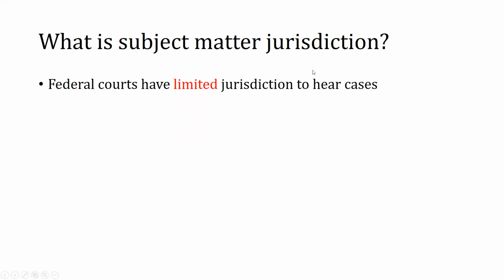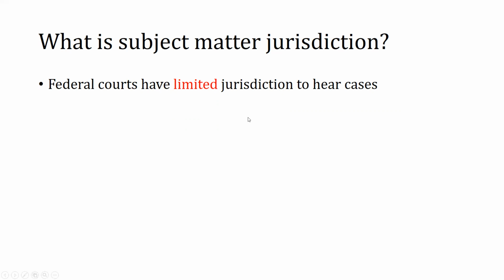So let's begin with the basic idea here. What is subject matter jurisdiction? Diversity jurisdiction is a form of subject matter jurisdiction. And so we need to know, first and foremost, what subject matter jurisdiction actually means. Well, federal courts have limited jurisdiction to hear cases. Jurisdiction simply means authority. Okay, so federal courts have limited authority to hear cases.